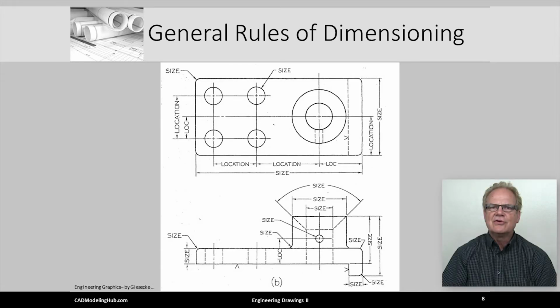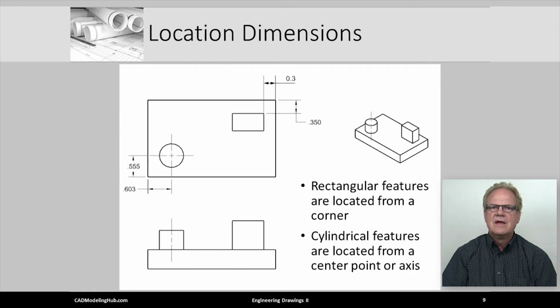In the previous lecture, we provided the 2 basic rules of dimensioning. Here, Giesecke illustrates these rules by labeling some dimensions as loc or location dimensions, and others are labeled as size dimensions. The fundamental rules of standard dimensioning are: every feature must be sized, and all features must be located. The next few illustrations are provided to help you understand how to locate different geometric and engineering features.